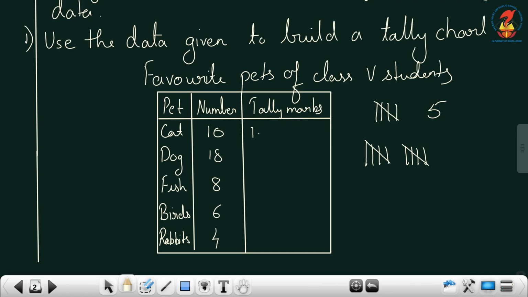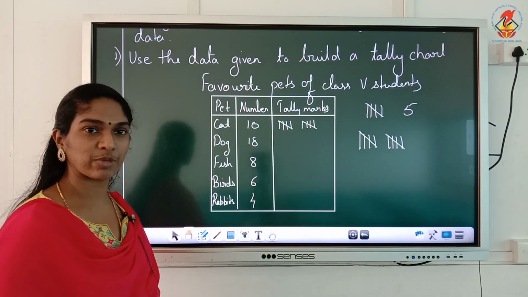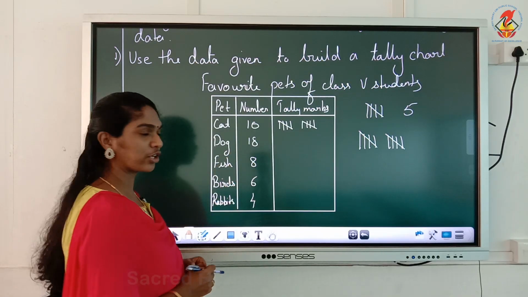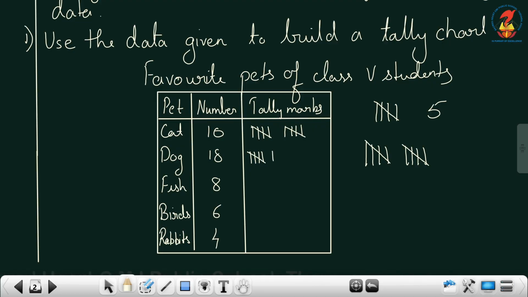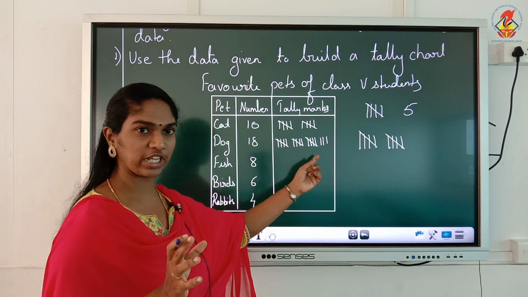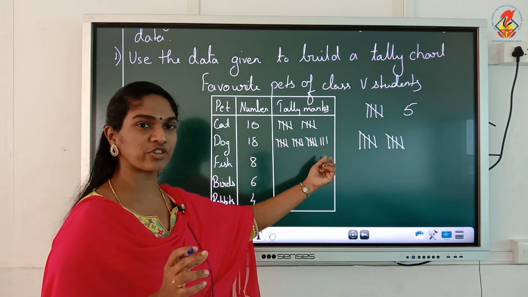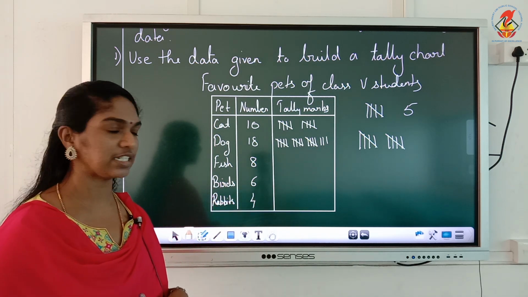I have shown you before. 1, 2, 3, 4, 5. One bundle. 6, 7, 8, 9, 10. This is tally marks. Now 18. How to represent 18? 1, 2, 3, 4, 5, 6, 7, 8, 9, 10, 11, 12, 13, 14, 15, 16, 17, 18. 3 bundles will show you 15. Then you need 3 more. So draw 3 lines, that will show you 18.